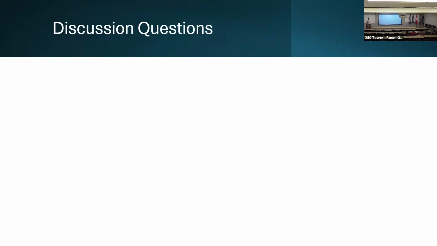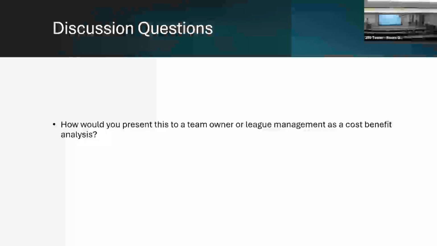And so I have just 2 discussion questions prepared. And then obviously, if anybody has any other questions, feel free to chime in. For my first question: how would you present this to a team owner or league management as a cost-benefit analysis, if you were giving them info about whether or not to move towards natural grass versus artificial turf? What conclusions can you draw from this study?